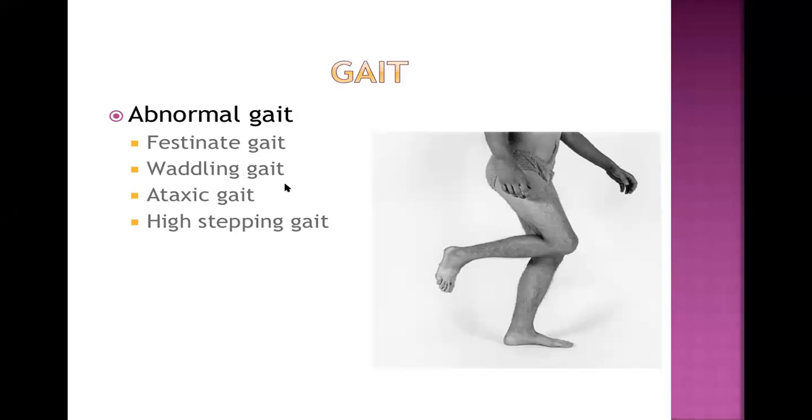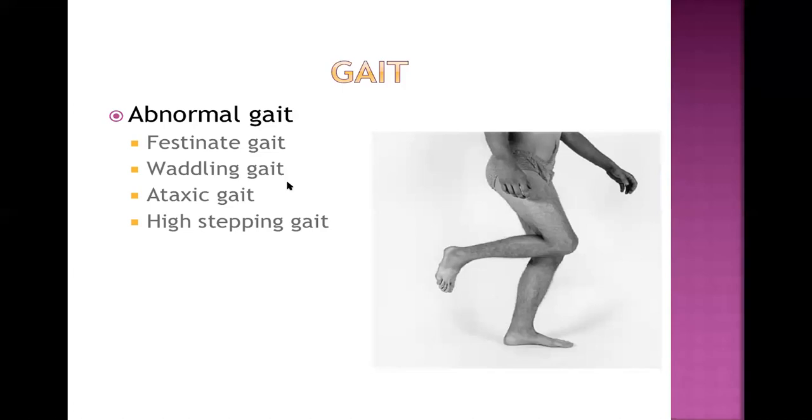Waddling gait is usually seen in hip dislocation. There is a condition known as congenital hip dislocation. In that condition, they walk with a waddling gait. Waddling gait we can compare with a duck walking. When the ducks are walking, simply like that. That is a comparison. Ataxic gait is seen in cerebellar lesion. If the cerebellum is having a problem, then ataxic gait is seen. A person cannot walk on a straight line. The person sways here and there.